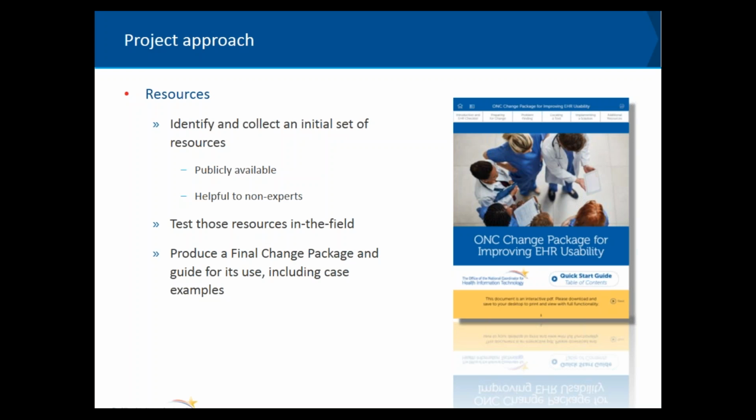Our approach to the project was really through 3 steps. The first step was to identify and collect an initial set of resources, and we restricted our search to those that were publicly available and those that we, and our TEP, our technical expert panel advising us as well, felt would be helpful, especially to non-experts. The second major activity was to test those resources in the field, and then the final product of our work is this usability change package that we'll be talking about today, and that will be released very soon. Next slide.